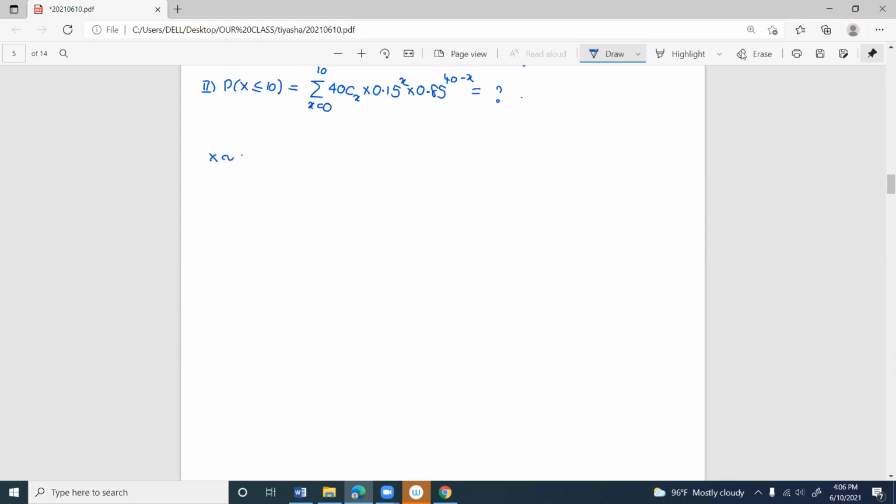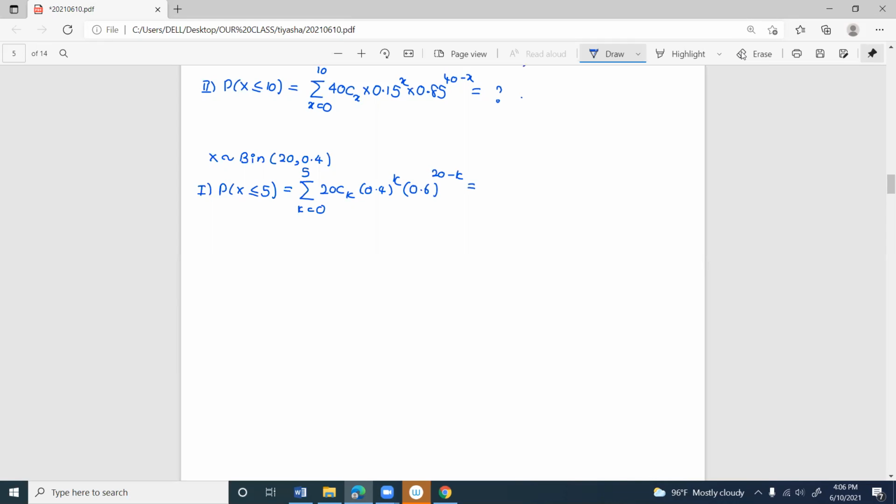X is having a binomial distribution with parameters 20 and 0.4. The first fact we need to find is the probability of X less than or equal to 5. This is pretty simple. You can say summation k goes from 0 to 5, 20 C k, 0.4 to the power k, 1 minus 0.4 is 0.6 to the power 20 minus k.